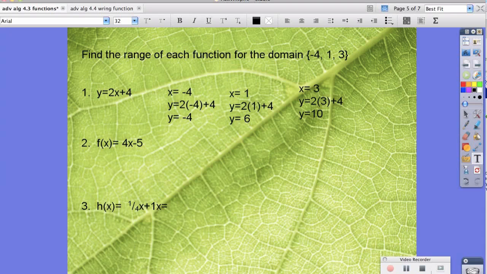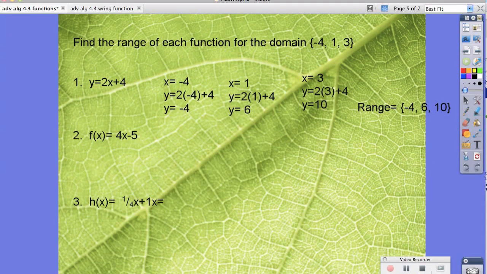Therefore, when it asks us to find the range, we would say our range equals, and we can use these 2 squiggly brackets and say that it's {-4, 6, 10}. The reason why we know is because as we substituted those values for x in, these are our y's. So the same thing applies for number 2. Notice we have function notation for 2 and 3. This is again to help us determine which function or which graph we're referring to.